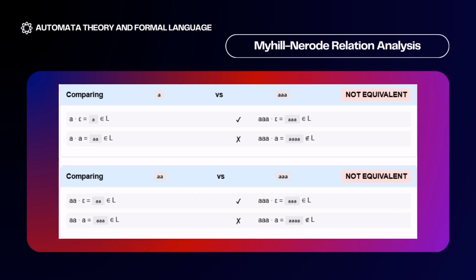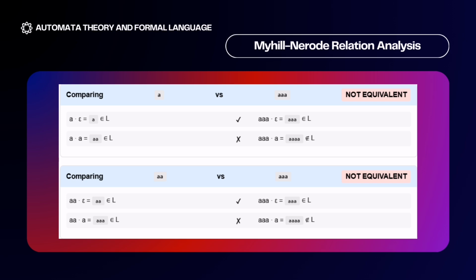So the fourth one is A equivalent with double A. Let's try adding double A as our ending z. A followed by double A is triple A. Is triple A in our language? Yes. Double A followed by double A is quadruple A. Is quadruple A in our language? No. So they are not equivalent.